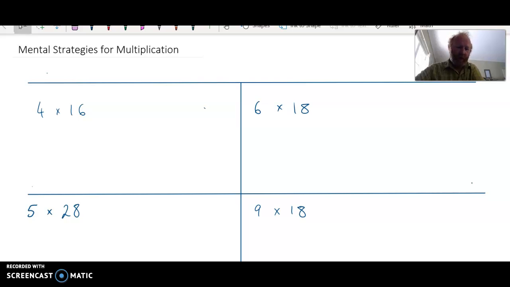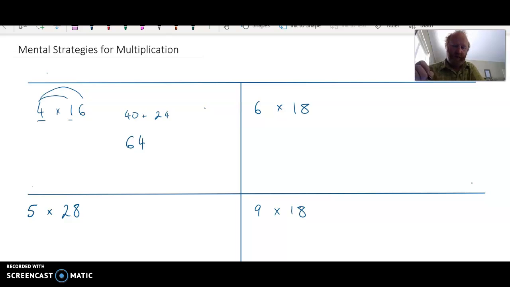So, for the first question here, 4 times 16, what we're doing is we are simply doing the 4 times the 10, which is 40, and storing that in our head for a moment. And then the 4 times the 6 is 24, and then adding the 2 together to get 64. So your first mental strategy is really using what's called the distributive law. That is 4 times the 10, 4 times the 6, and adding the 2 together. That's called the distributive law.